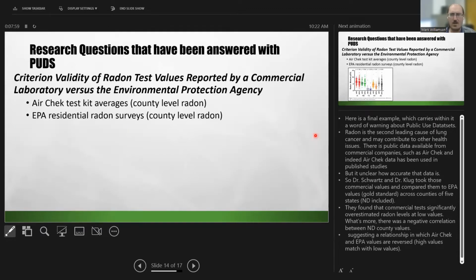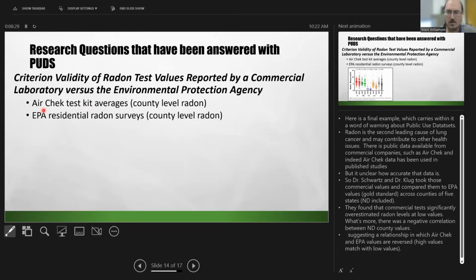Then here's a final example, which carries within it a word of warning about public use data sets. This study was on radon, criterion validity of radon test values. Radon is the second leading cause of lung cancer and may contribute to other health issues. So there's public data available from commercial companies such as the company AirCheck, which manufactures radon test kits.